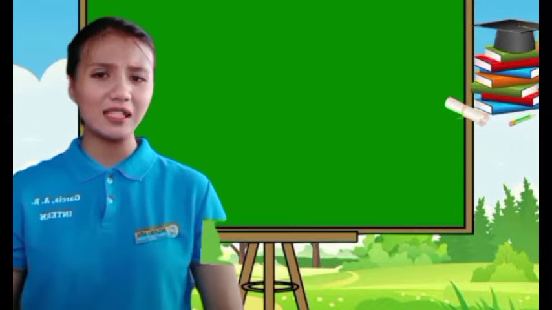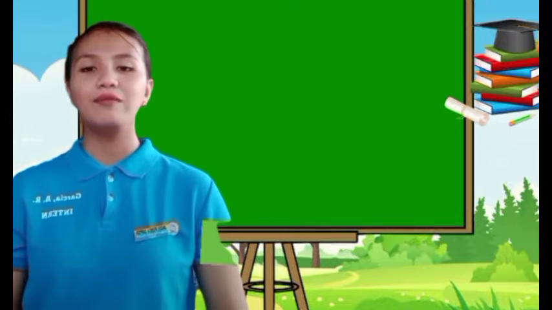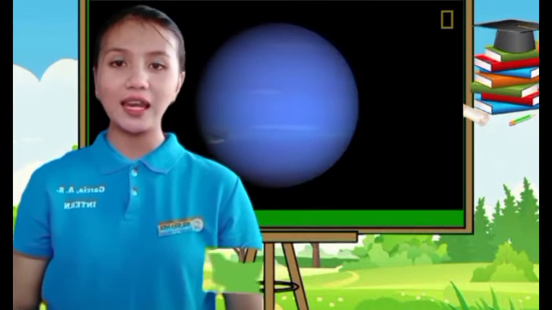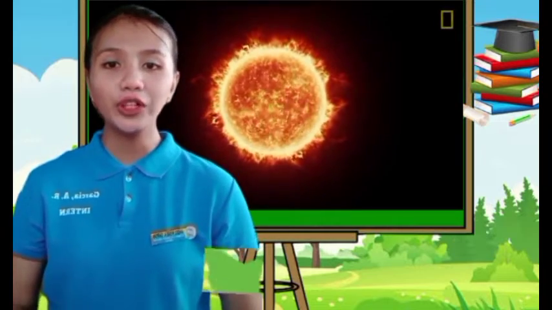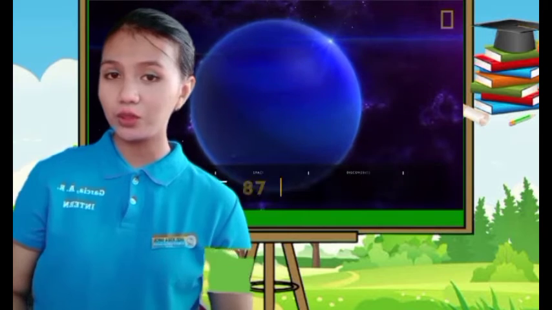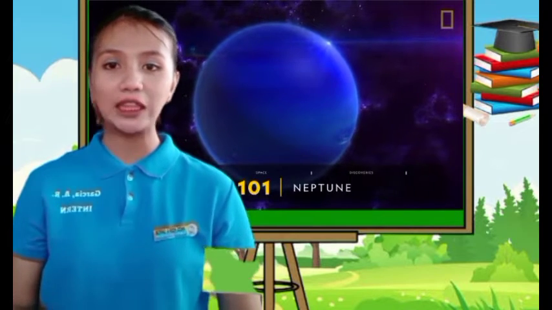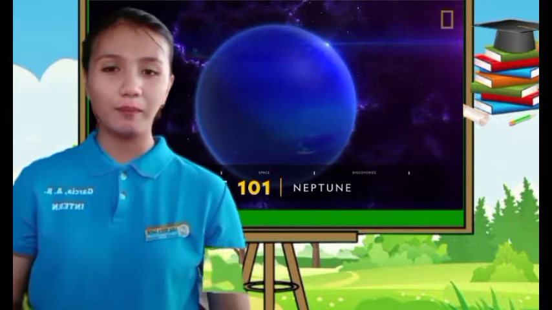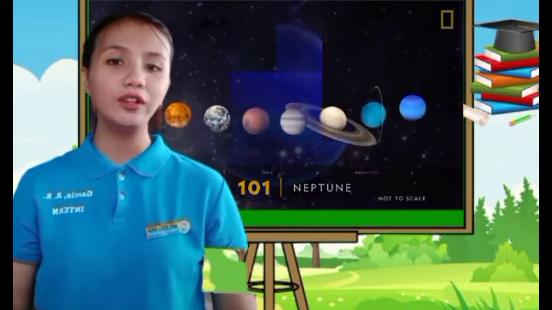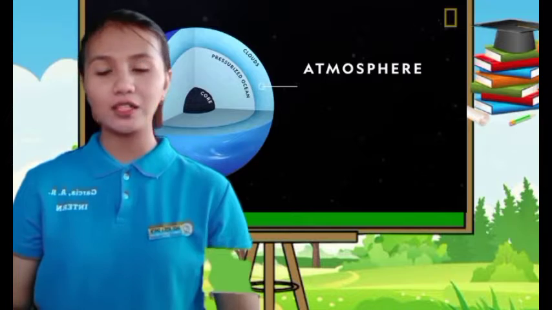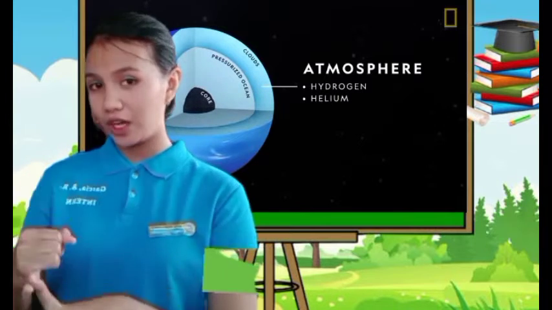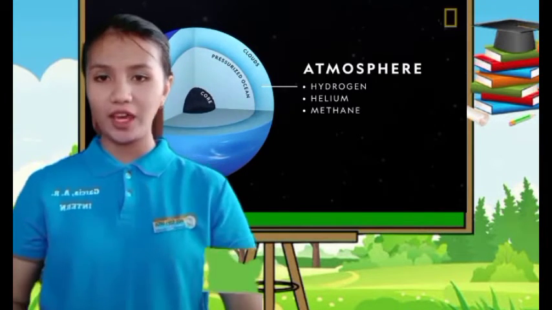So what is the last planet in the solar system? Very good. Neptune is the last of the planets in our solar system. It is more than 30 times as far. Neptune is very similar to Uranus. It is made of a thick soup of water, ammonia, and methane over an Earth-sized solid center. Its atmosphere is made up of hydrogen, helium, and methane.